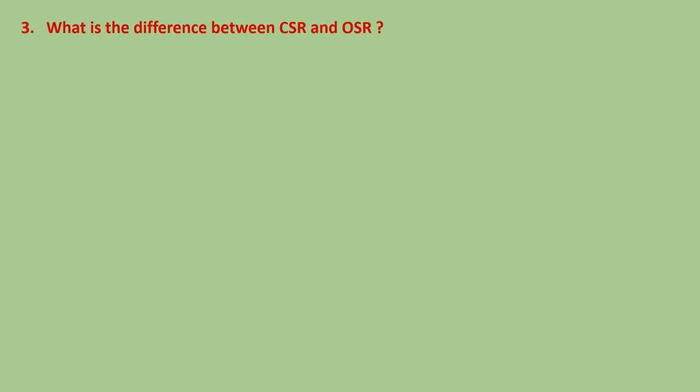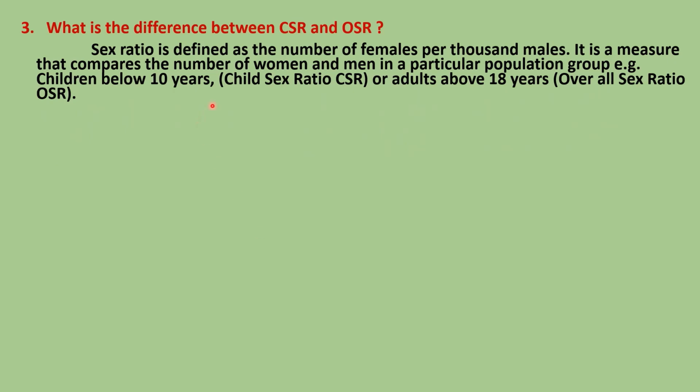Next question. What is the difference between CSR and OSR? Sex ratio is defined as the number of females per thousand males. It is a measure that compares the number of women and men in a particular population group. Example, children below 10 years, that is the child sex ratio or CSR, or adults above 18 years, that is the overall sex ratio or OSR.